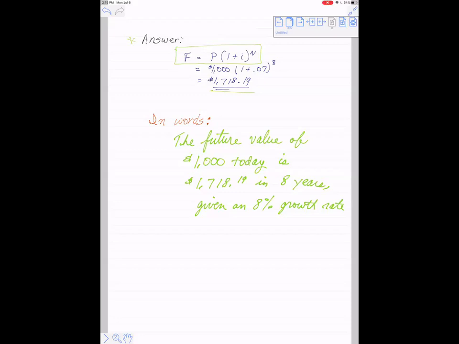So in words, what that means is the future value of $1,000 today is $1,718 in 8 years, given an 8% growth rate, or also known as interest rate. Or you might also see compounding rate. All means the same thing, right? So the present value is $1,000 today. The future value is $1,718 in 8 years. Whoops, I see a mistake. It is a 7% growth rate, right, for 8 years. Okay, moving on.